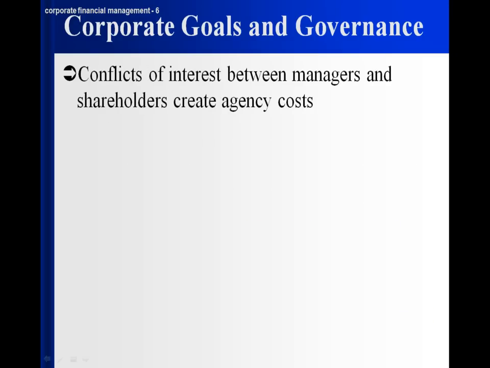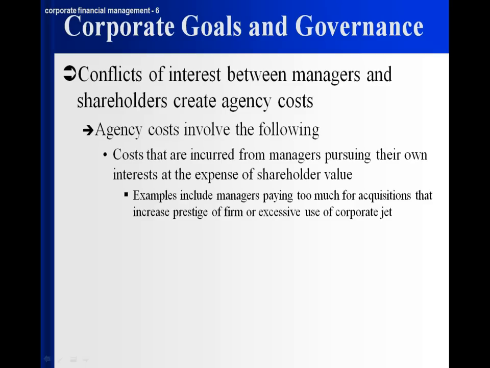So given that, there's a creation of agency costs. There's two elements to agency costs, or two sources. The first are the costs that take place when managers pursue their own interests at the expense of shareholder value. So again, if they pay too much for an acquisition because they really want to be a manager and executive at a really big company, so the company may really be worth $800 million, but they'll pay $900 million. Excessive use of the corporate jet.